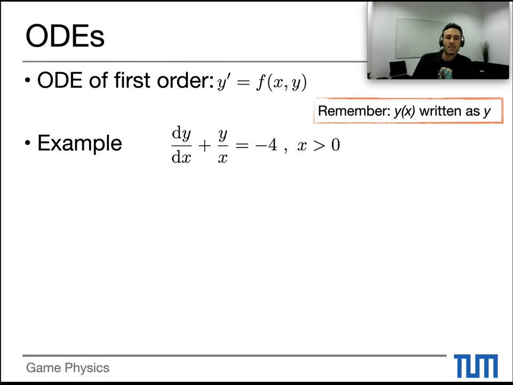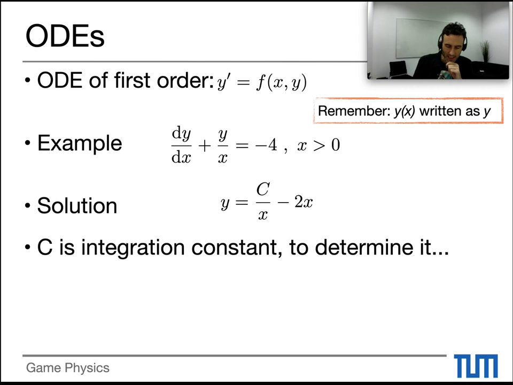I don't want to go into details here. This is well known, and for all kinds of basic ODEs, you can look up solutions. In this case, there's a very nice one, which is why I chose this example. You can show that y is equal to some constant c divided by x, minus 2x. And c is an integration constant that we need to determine by initial conditions.